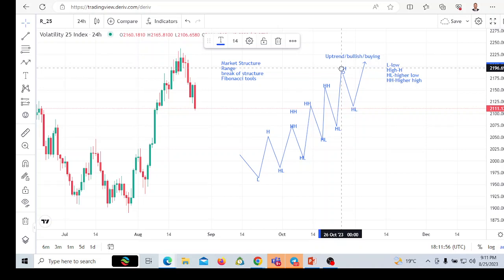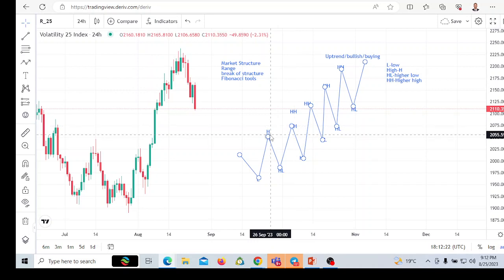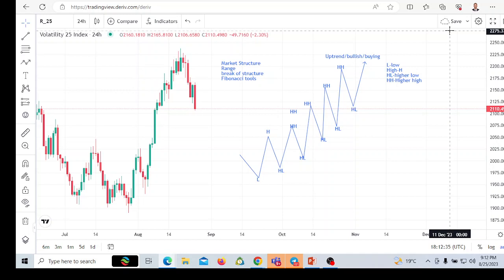So what happens is the price begins from a low, then it creates a high. Then it creates a low that is higher than the previous low. So that's why it's called a higher low. Then it gives us another high, which is higher than this high. So it becomes higher high, then higher low, then higher high, and so on. So that's just the first thing to look for in an upward market.